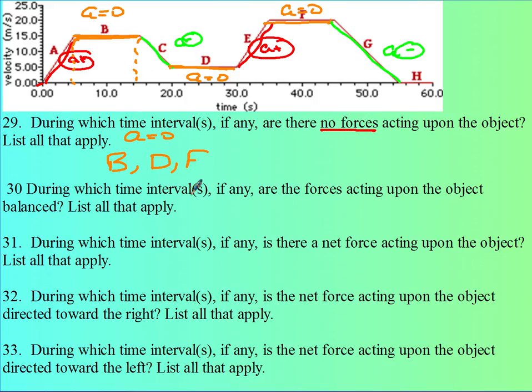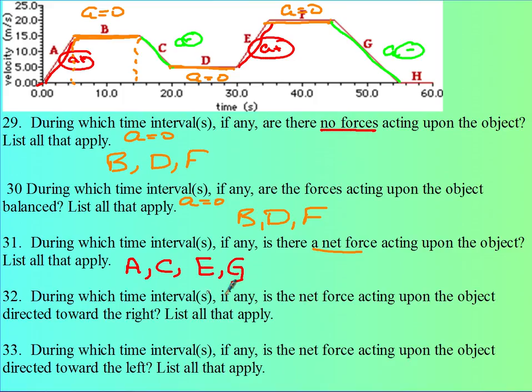During which time intervals are the forces balanced? Once again, balanced forces means acceleration is 0. So this is once again B, D, and F. During which time intervals is there a net force acting upon the object? When there's a net force, there's going to be an acceleration of some sort. So we're accelerating at A, C, E, and G, because the velocity is changing, and when there's a change in velocity, there is an acceleration.